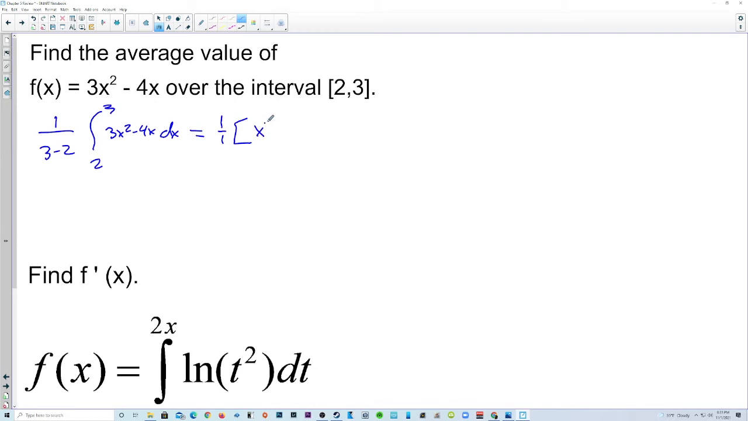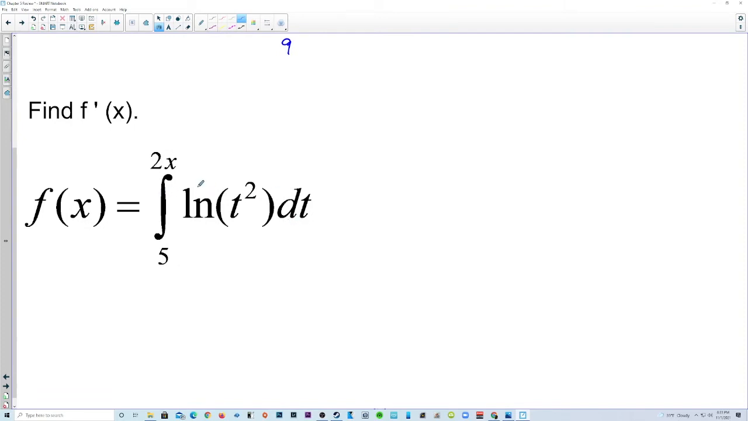And then we have x to the 3rd minus 2x squared from 2 to 3. 27 minus 18 minus, and then we'll plug 2 in, 8 minus 8. So it ends up being, the average value ends up being 9.